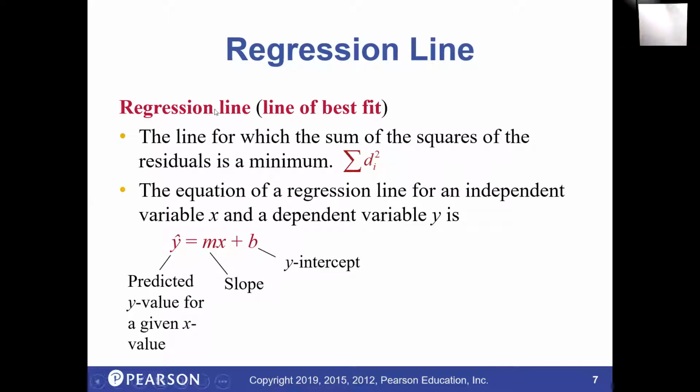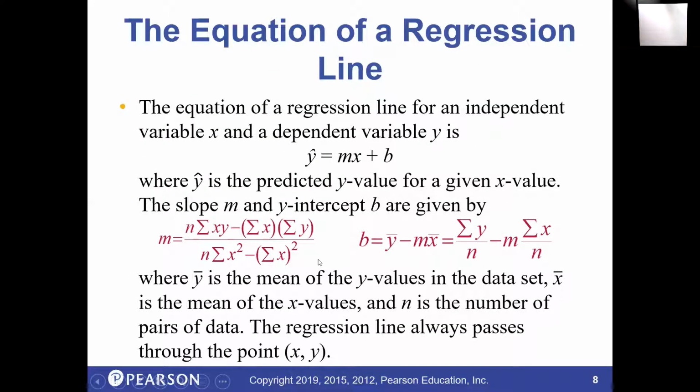In the equation of a line, we have y equals mx plus b. X is our variable, y is our predicted variable. So what we're going to do is take data, run it through the calculator so that we can get m, the slope, and b, the y-intercept. Now, don't be scared by this long, complicated formula. We're not going to do any of this. The calculator will do this all very quickly.